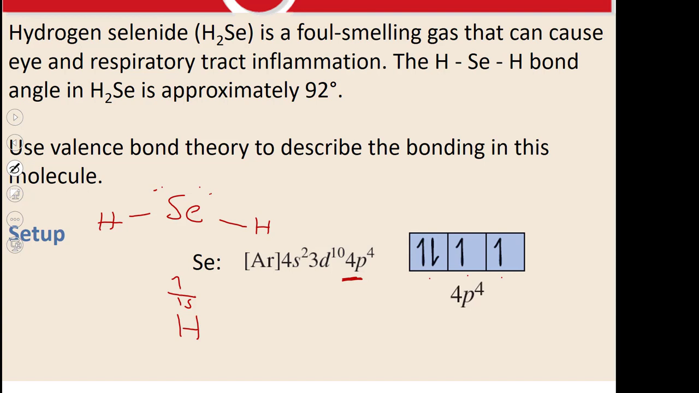Good, the singly filled. So I've got a hydrogen with a 1s that's going to bond here, and I've got a hydrogen with a 1s that's going to bond here. And because we know p orbitals are 90 degrees from each other, we would expect a bond angle around 90 degrees. And so that explains the 90 degrees.